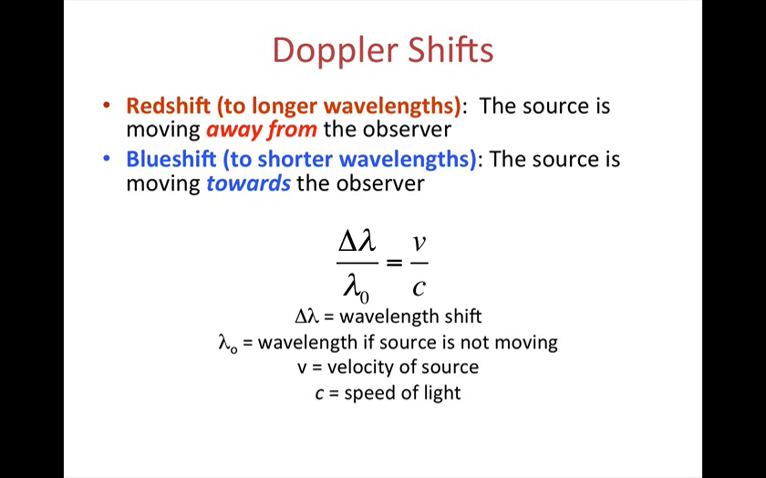In other words, the size of the wavelength shift of a line is related to the velocity of that object as a fraction of the speed of light. The bigger the velocity, the bigger the shift.